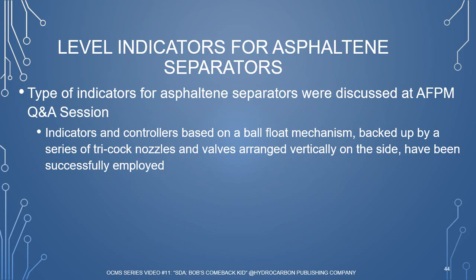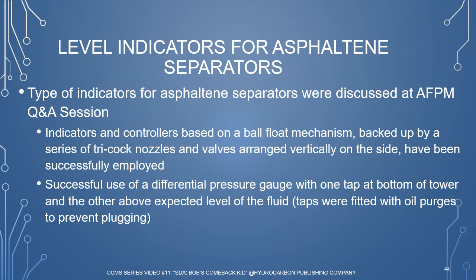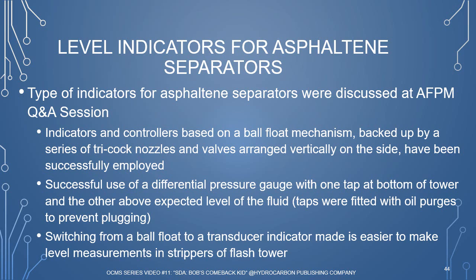Another attendee reported the successful use of a differential pressure gauge with one tap at the bottom of the tower and the other above the expected level of the fluid, with the taps fitted with oil purges to prevent plugging. A third attendee said that switching from a ball float to a transducer indicator made it easier to make level measurements in the strippers of the flash tower.